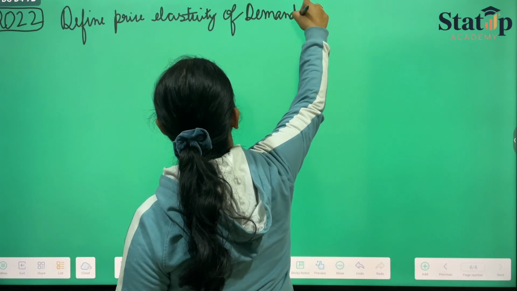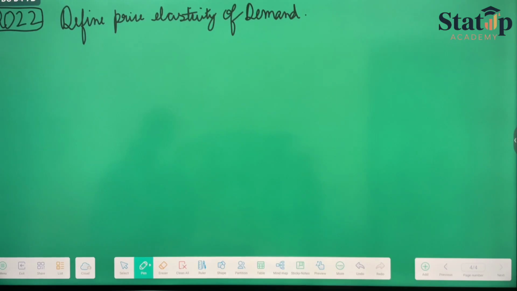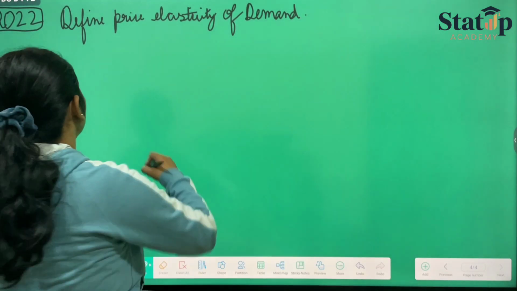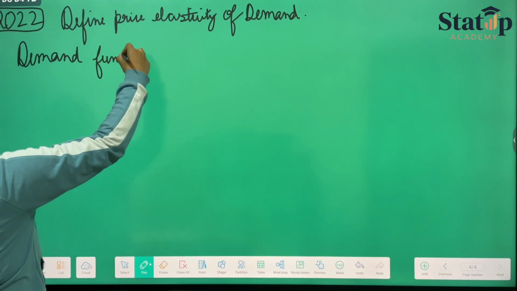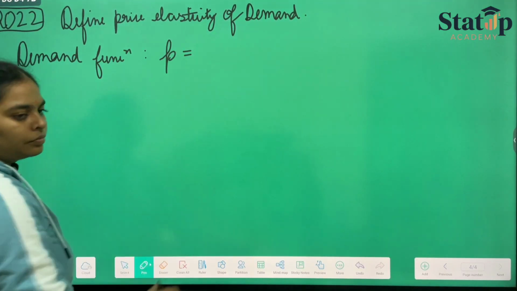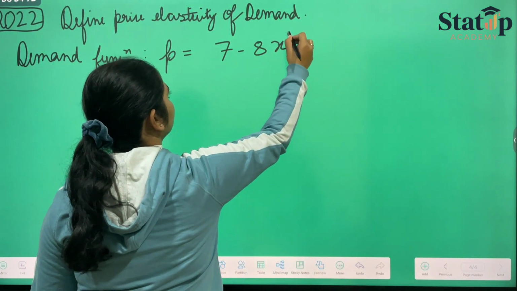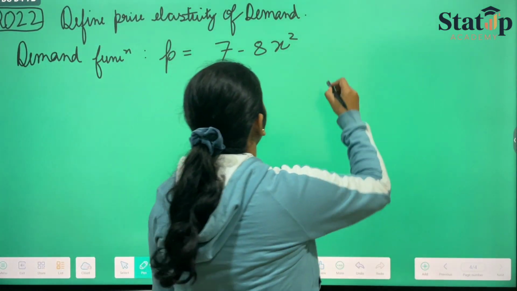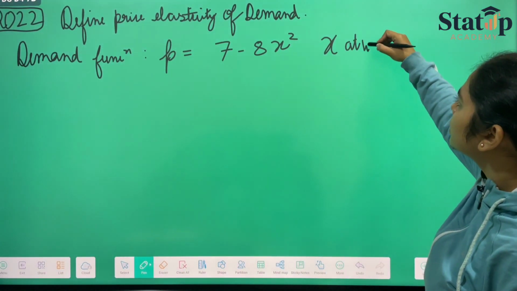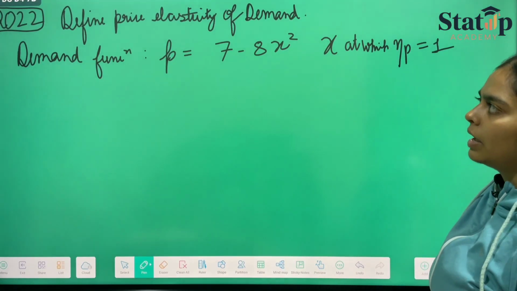And the second part is, the demand function is given as p equals 7 minus 8x square. Then for what value of x, the demand elasticity, we have to find out the value of x at which the price elasticity of demand equals unity. We have to find out this.